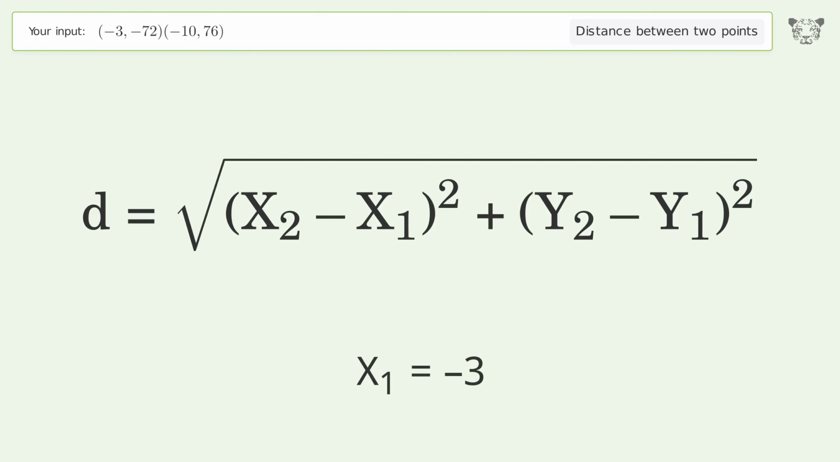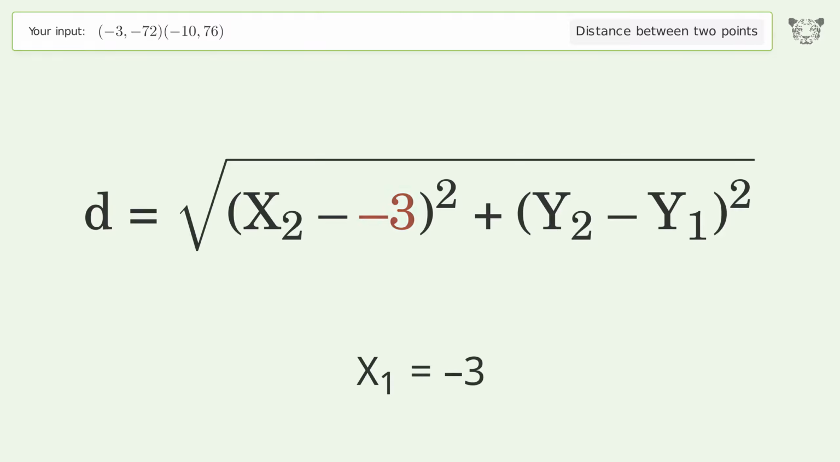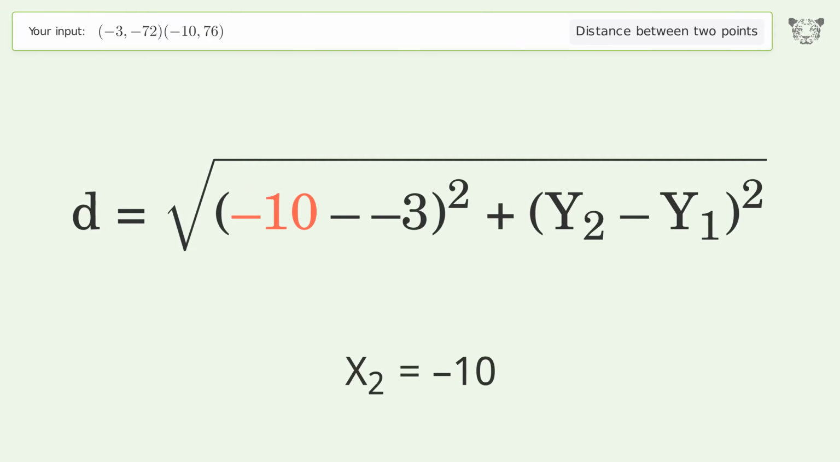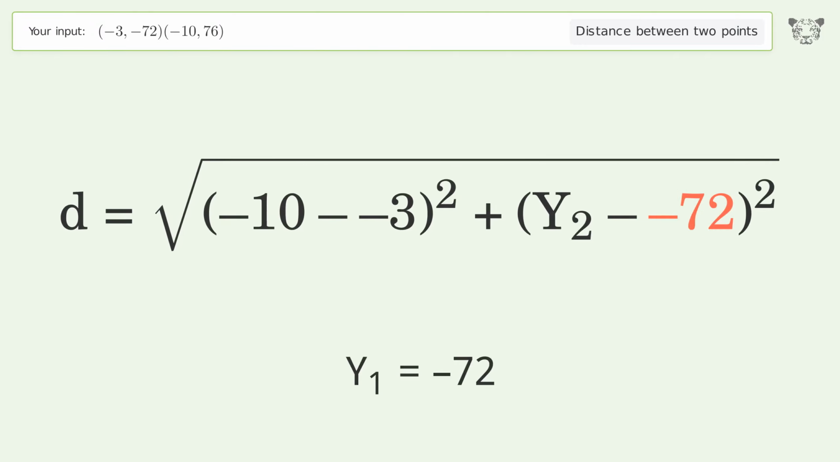x1 equals -3. x2 equals -10. y1 equals -72. y2 equals 76.